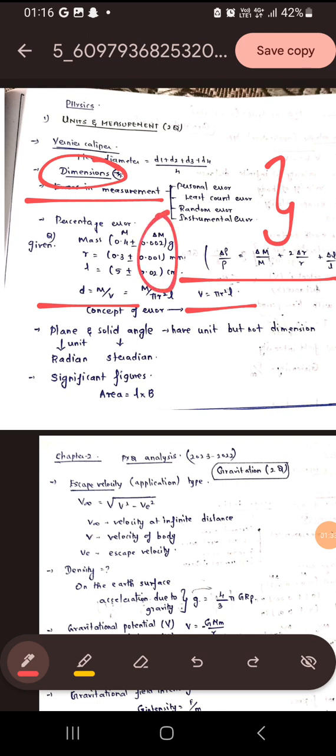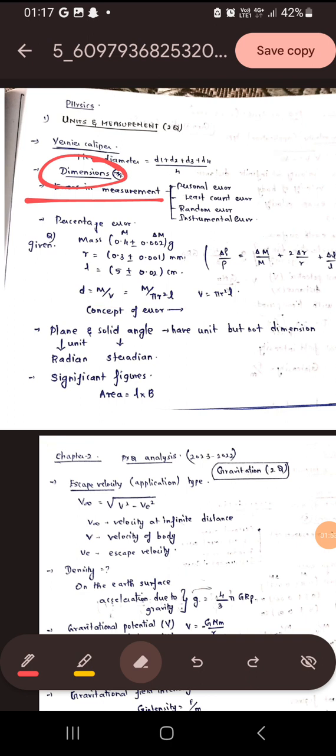This is the value of delta and this is the value of normal. So delta rho by rho is equal to delta m by m, and so on. The formula I'm writing here like this. So this is the method to identify the percentage errors. And the concept of error is also important, that is percentage error like this.